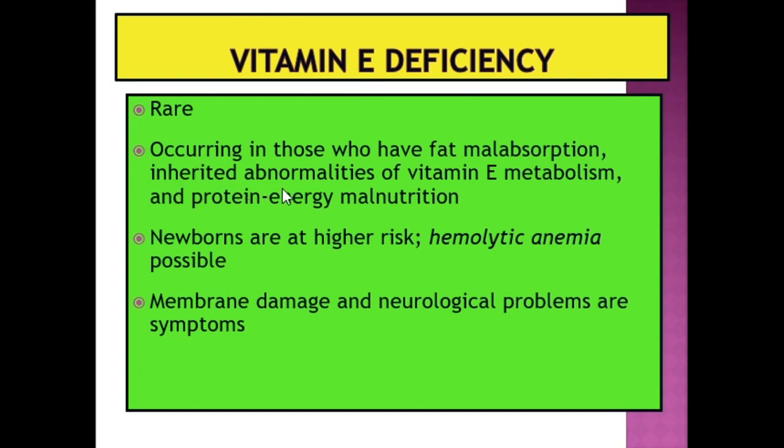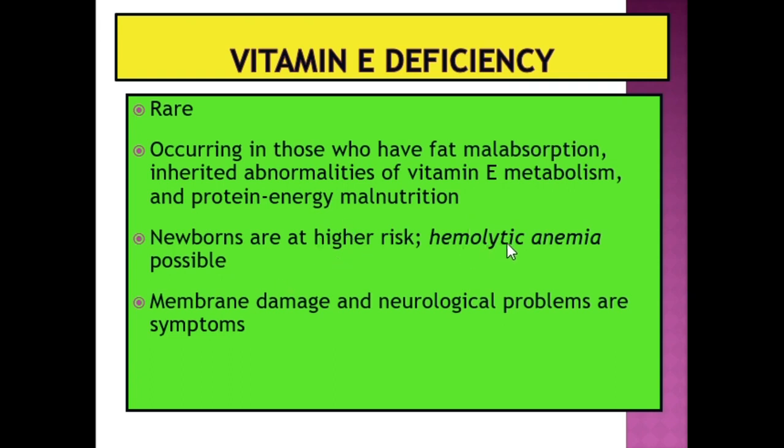Inherited abnormalities of vitamin E metabolism also cause this problem. People who have a genetic problem, which is an abnormality of vitamin E metabolism, may also have this problem. Protein energy malnutrition also puts people at higher risk of vitamin E deficiency. Newborns are at high risk.